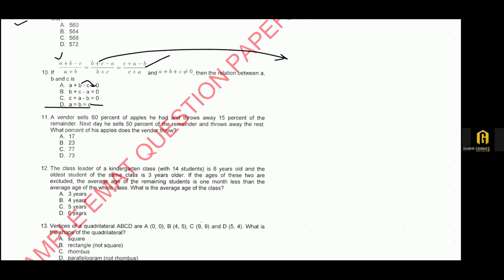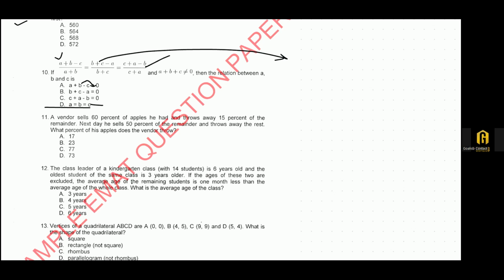Okay, so next question says a vendor sells 60% of the apples he had and throws away 15% of the remainder. Next day, he sells 50% of the remainder and throws away the rest. Okay, so let's assume the person had 100 apples. This way it will be easier to solve.